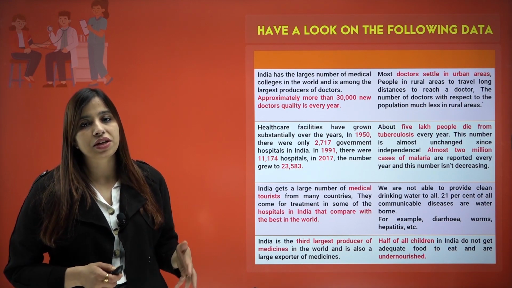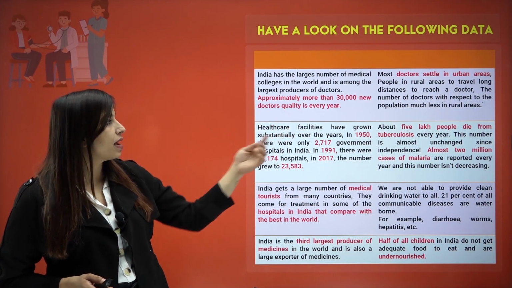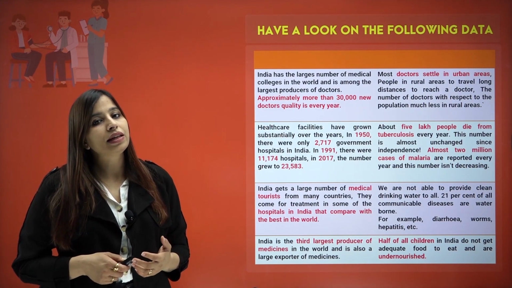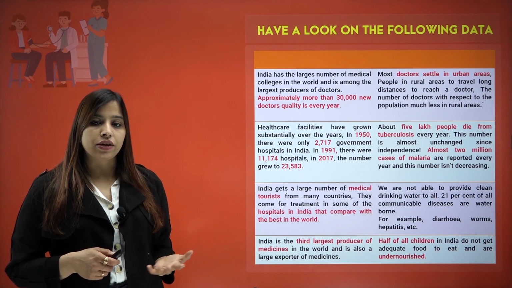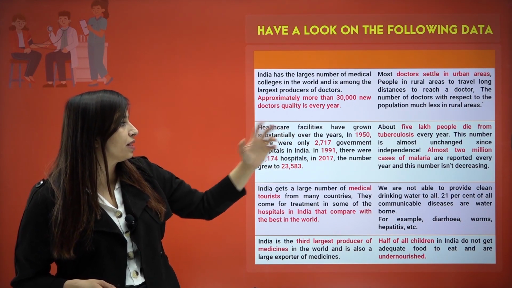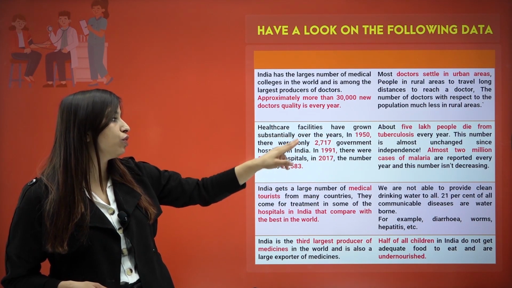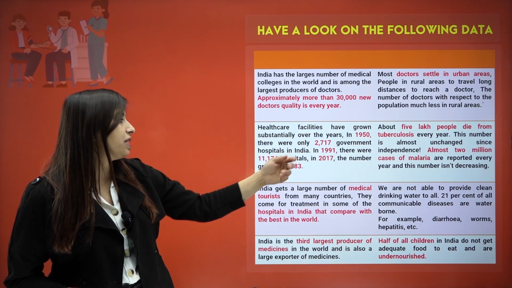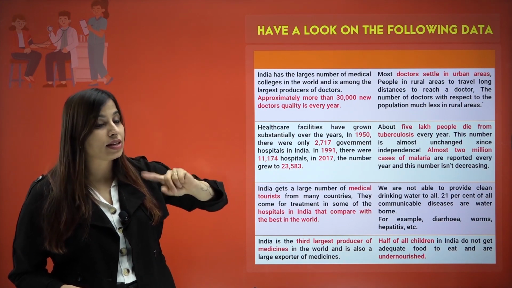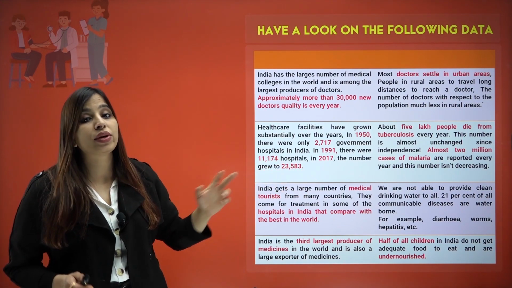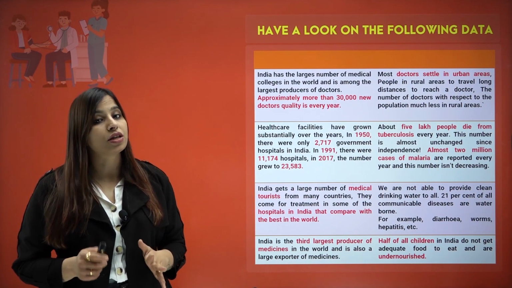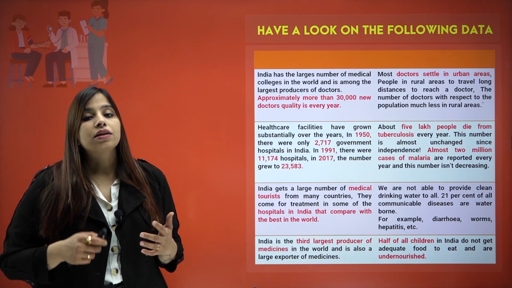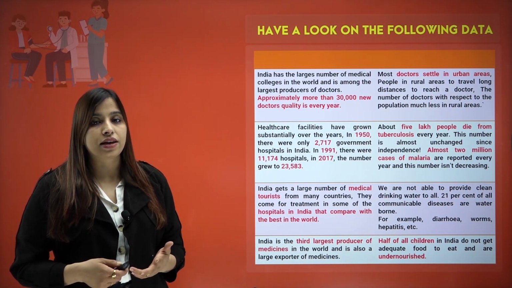This table is also given in your book, but whatever is there in red is what I want to discuss with you, that approximately more than 30,000 doctors are qualified every year. Then we have healthcare facilities which have grown, like in 1950 there were only 2,717 government hospitals. In 1991 there are 11,174, and in 2017 there are 23,583 government hospitals. That means with certain duration there are government hospitals which are increasing in number.